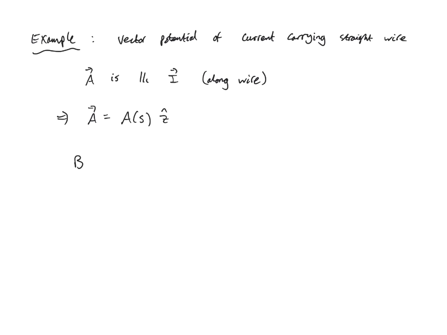Okay, so let's just sort of do this backwards and work out the magnetic field. So the magnetic field is the curl of the vector potential. Because we know the dependence of the vector potential parametrically, we know the curl of A is going to be dA by ds in the circumferential direction in cylindrical coordinates.